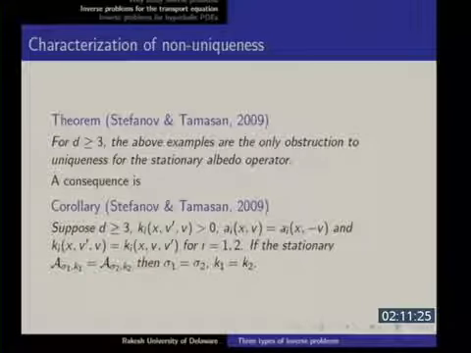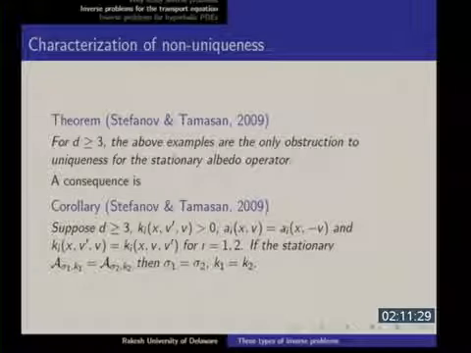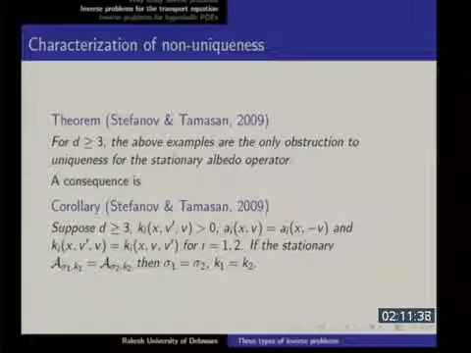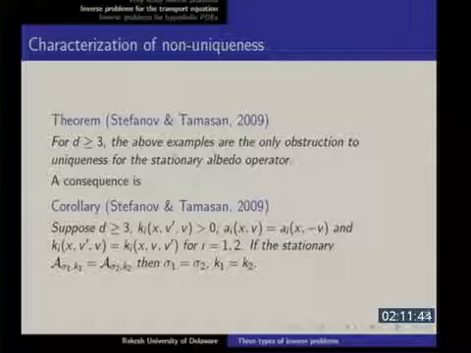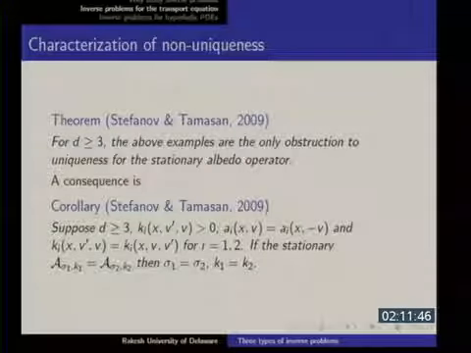And your scattering coefficient is symmetric as far as the velocity direction is concerned. Then if the stationary albedo operators are the same, then sigma 1 equals sigma 2, k1 equals k2, even though they depend on velocity, right? And this is a corollary of this, because they know all the possible non-uniquenesses, and the positivity and the symmetry actually help you.